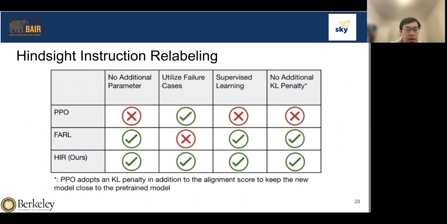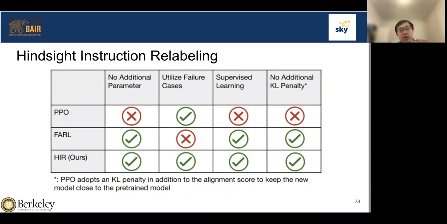the three different algorithms. The first one is the PPO algorithm. The second one is the final answer RL algorithm. This was published by DeepMind last year. They studied outcome-supervised and process-supervised learning for the math solving task, the GSM8K task. And the third one is ours.